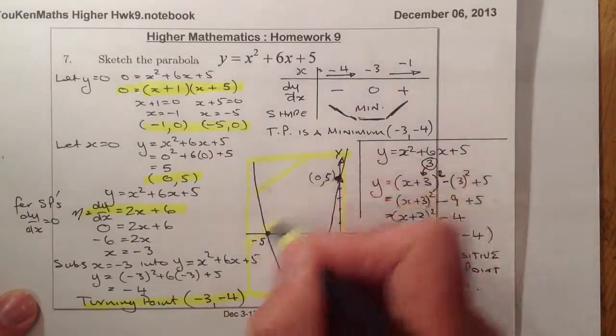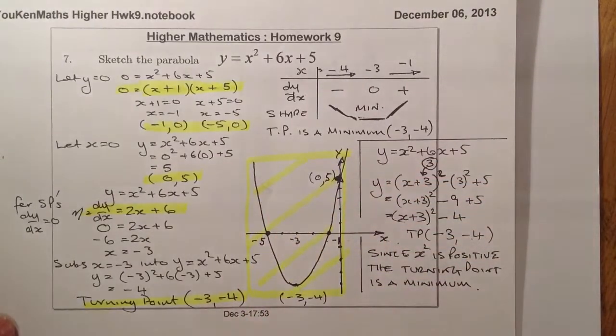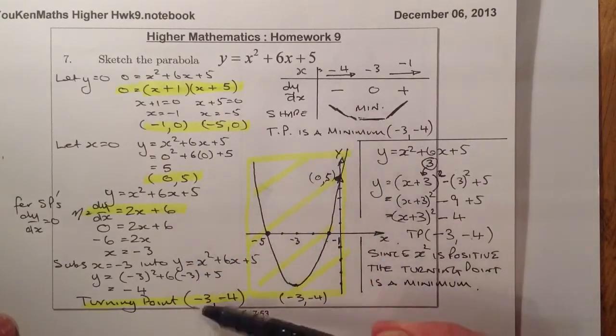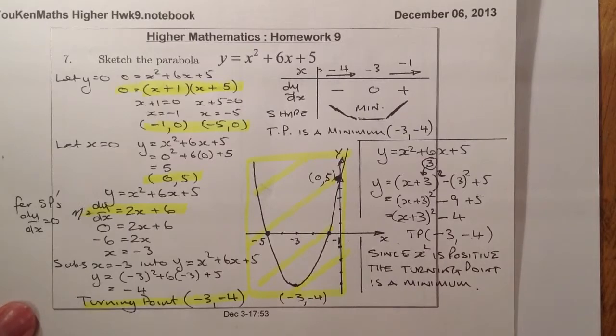drawing the curve correctly. So the marks for this one here, I'm going to go for 1, 2, 3, 4, 5, I'll go for 6. So this is going to be out of 6 marks.